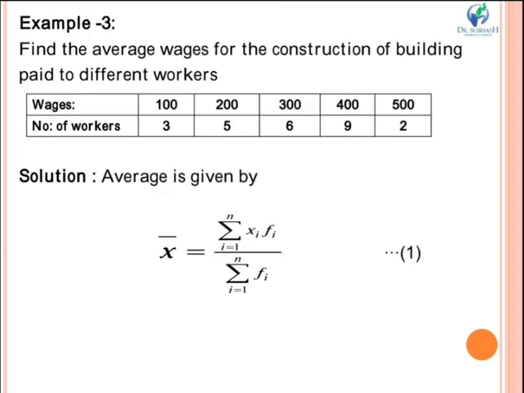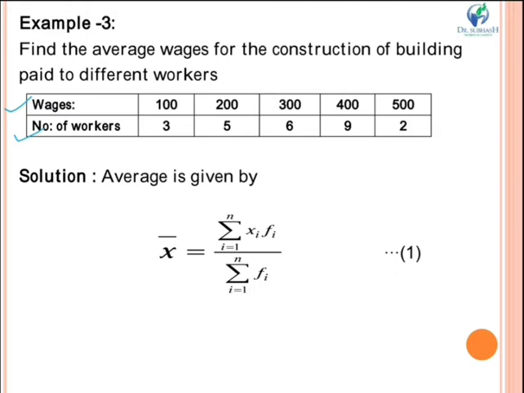Now, next example is when frequency distribution is given to us, that is when xi and fi are given to us. Question is, find the average wages for the construction of a building paid to different workers. Here wages are given as 100, 200, 300, 400 and 500, and the number of workers are 3, 5, 6, 9 and 2. Here the first row of wages is xi and the second row of number of workers is our fi.